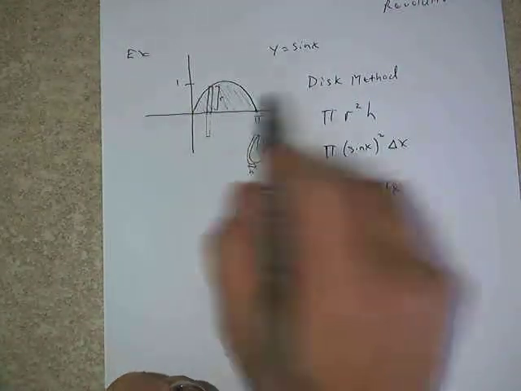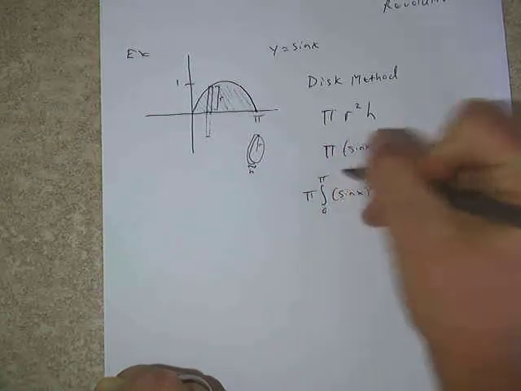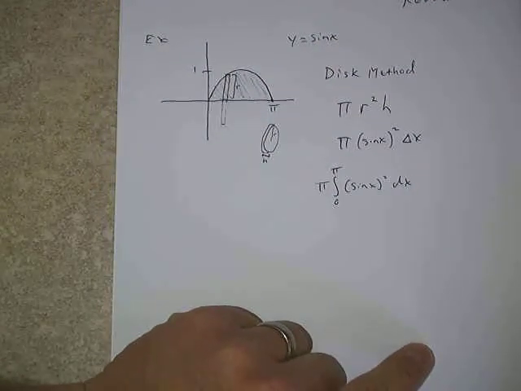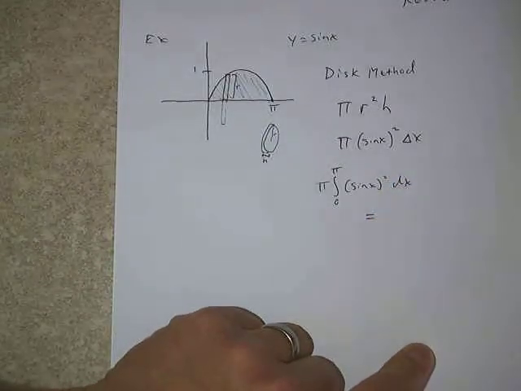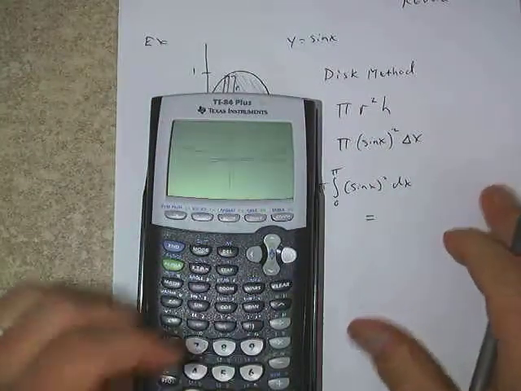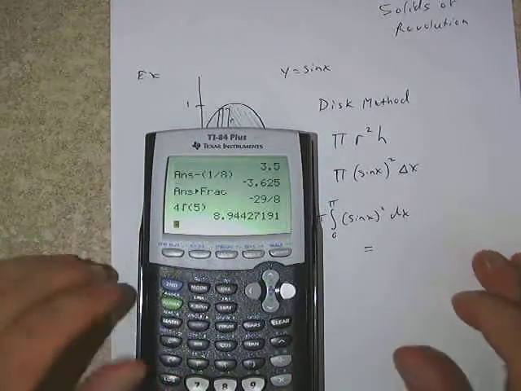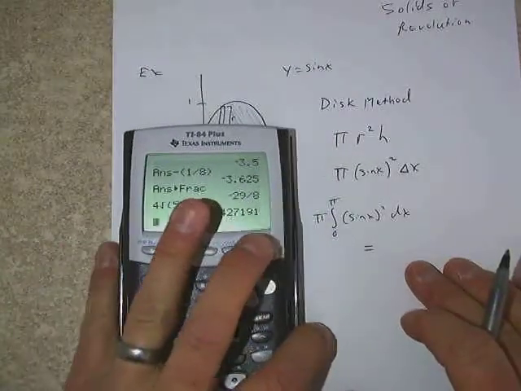Okay. Now, what about the limits here? If we're going to sum up all the disks from here to here, we're ultimately going to go from 0 to pi. True? And with that, we can find our answer.